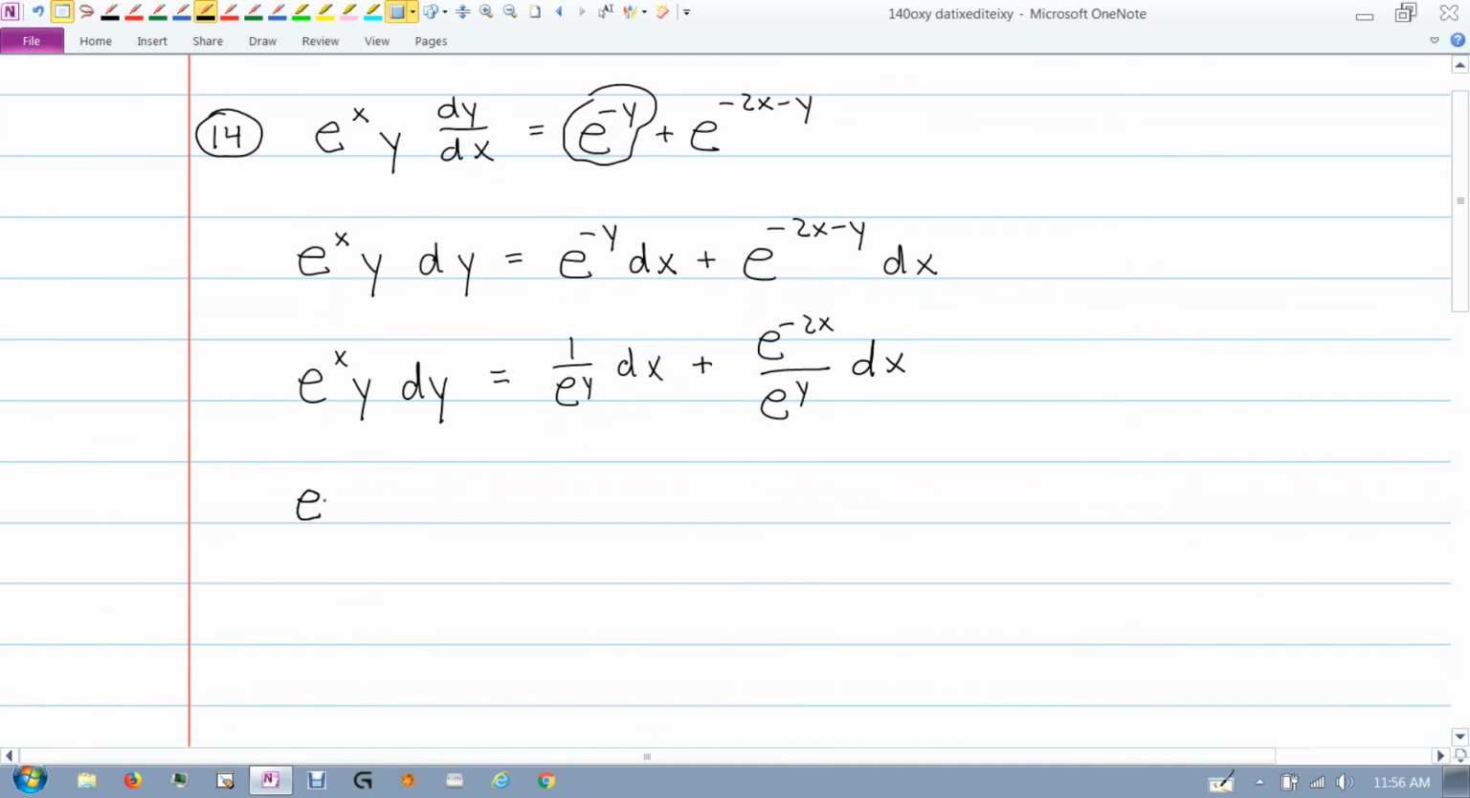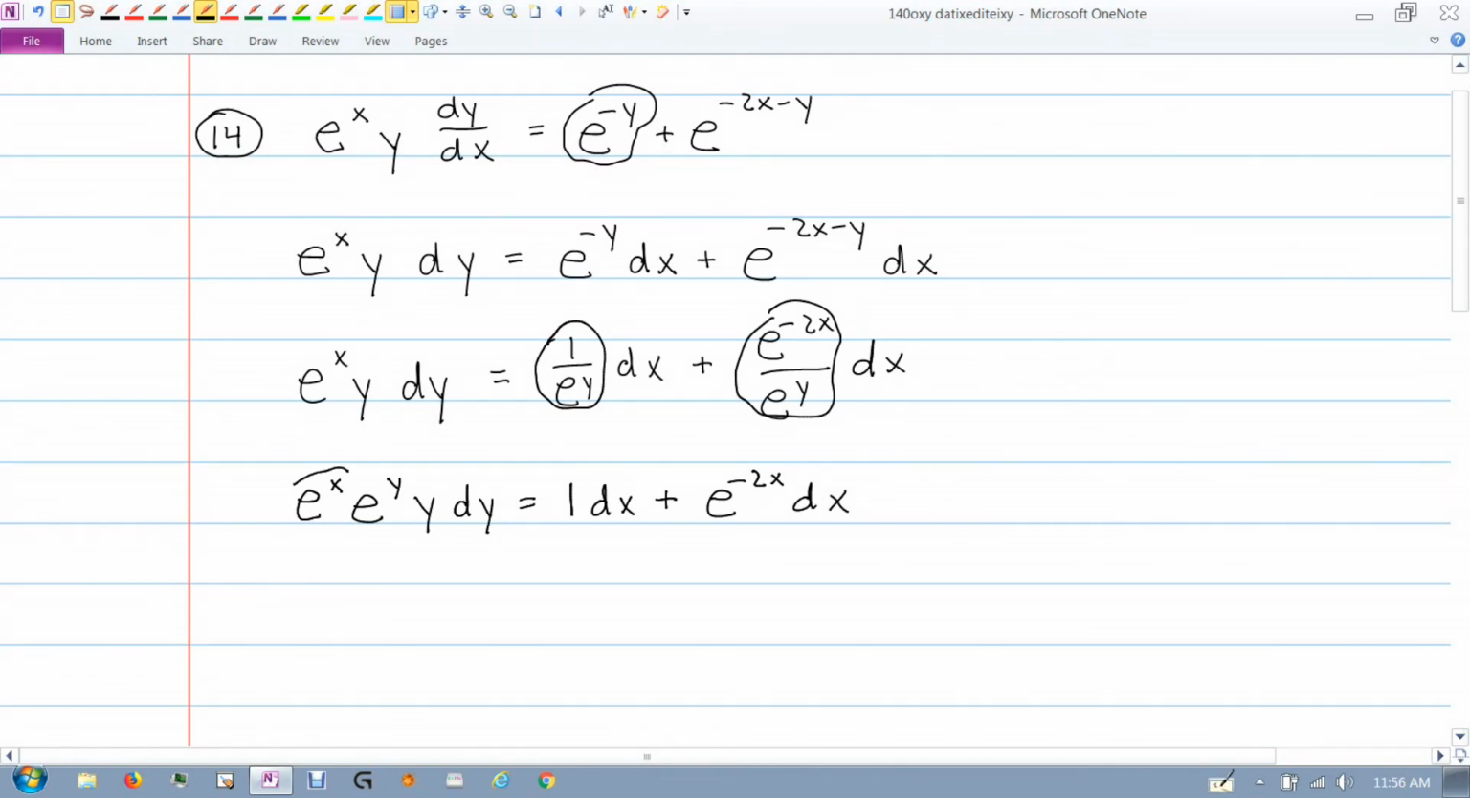So I'm going to have e to the x, e to the y, y dy. And then when I multiply this by e to the y, I just get 1 dx. When I multiply this by e to the y, the e to the y goes away, and I just get e to the negative 2x dx. So I almost have all my x terms on the right and all my y terms on the left. I can just divide through by e to the x here. So why don't I do that? Divide this by e to the x, and then divide this by e to the x. And then it'll go away on the left.